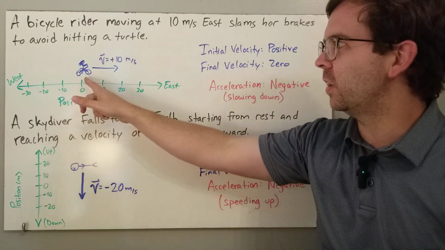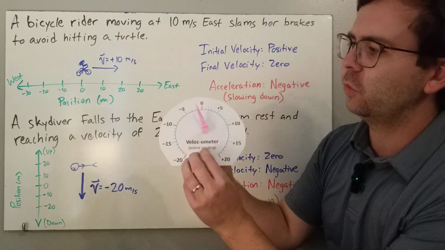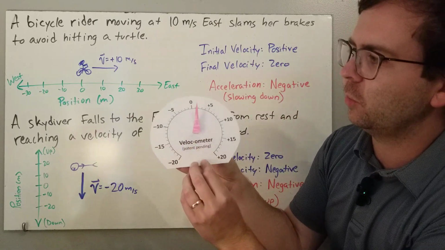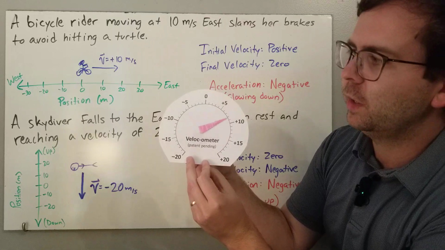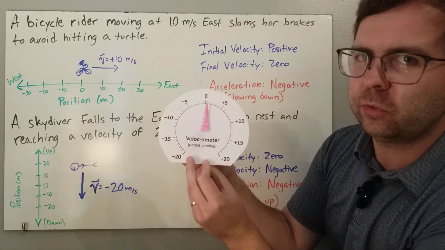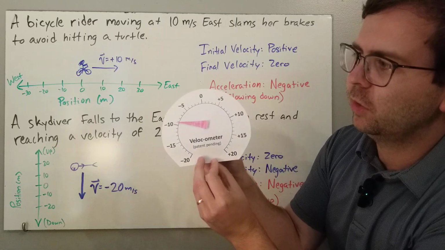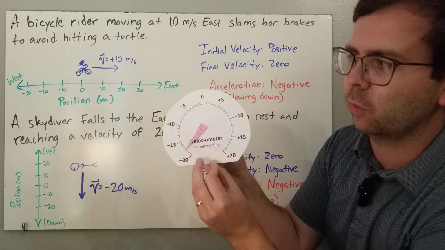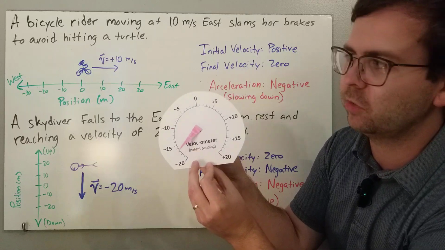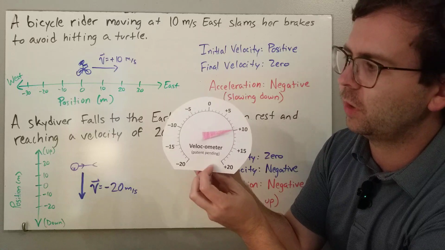And so in this case, the girl has an initial velocity that is positive. So we would indicate that on our velocimeter by moving the meter to the positive 10. Now, if she was moving to the west at 10 meters per second, she would have a velocity of negative 10. So over here, it doesn't mean you're stopped or not moving or slow. You could be going really fast, but in the negative direction. In this case, she's moving east, so she's going positive 10 meters per second.